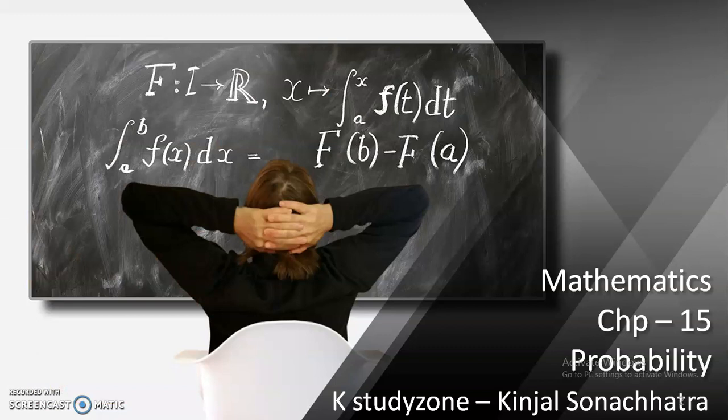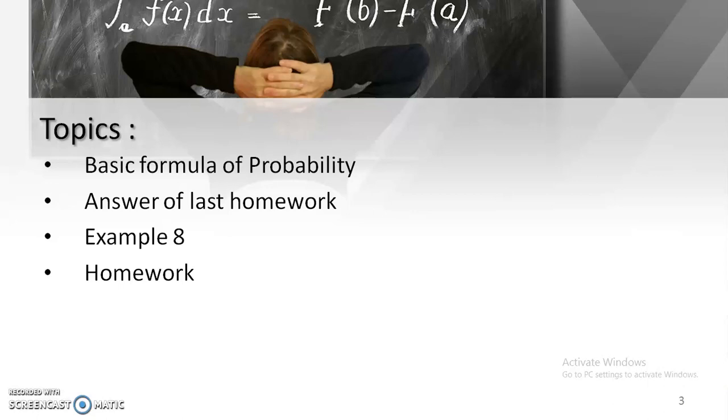This is the 9th tutorial of probability, chapter 15 of standard 9th. In the last session we discussed example 7, and in this session we will discuss example 8. So don't waste the time, go to the session. Today's topics are the basic formula of probability, the answer of the last homework, example 8, and obviously homework.